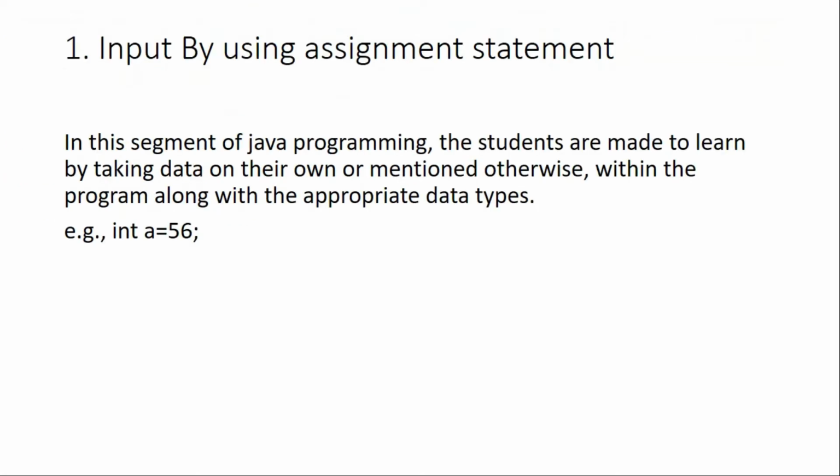So first, input by using assignment statement. In this segment of Java programming, the students are made to learn by taking data on their own, as mentioned otherwise within the program along with the appropriate data type. As you can see in the example, the value 56 is stored in variable a having data type int, already given inside the program. That means we have to declare the value of the variable inside the program only.